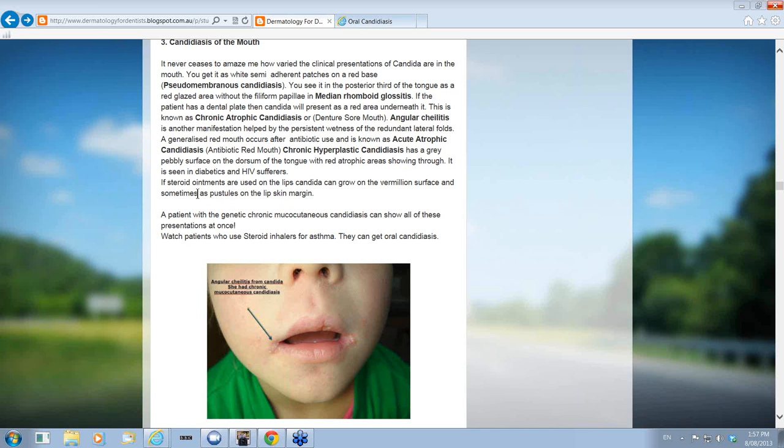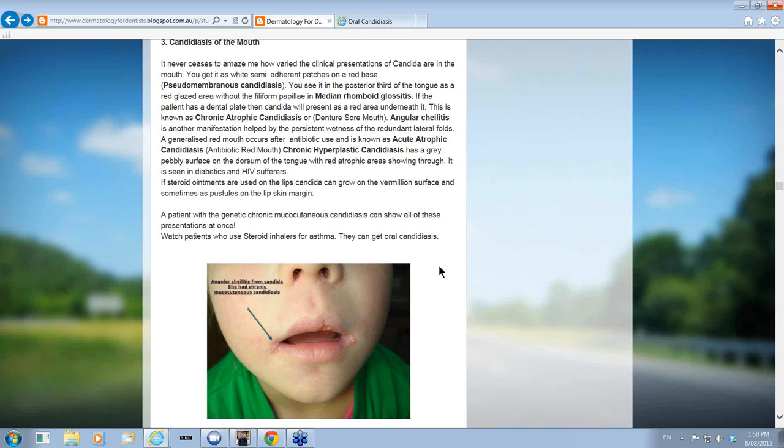I've also mentioned here, if you use steroid ointments on the lips, then candida can grow in the vermilion surface. Sometimes in medicine, steroid ointments are used for, say, lupus or even lichen planus of the lips. But one of the things that can happen is you can get overgrowth of candida, and it may give you a little bit of membranous candida on the inside of the buccal surface, but often it just gives a glazed, red, irritated appearance on the surface of the lips. So you've got to watch candida if someone has been applying a strong topical steroid to the lips.